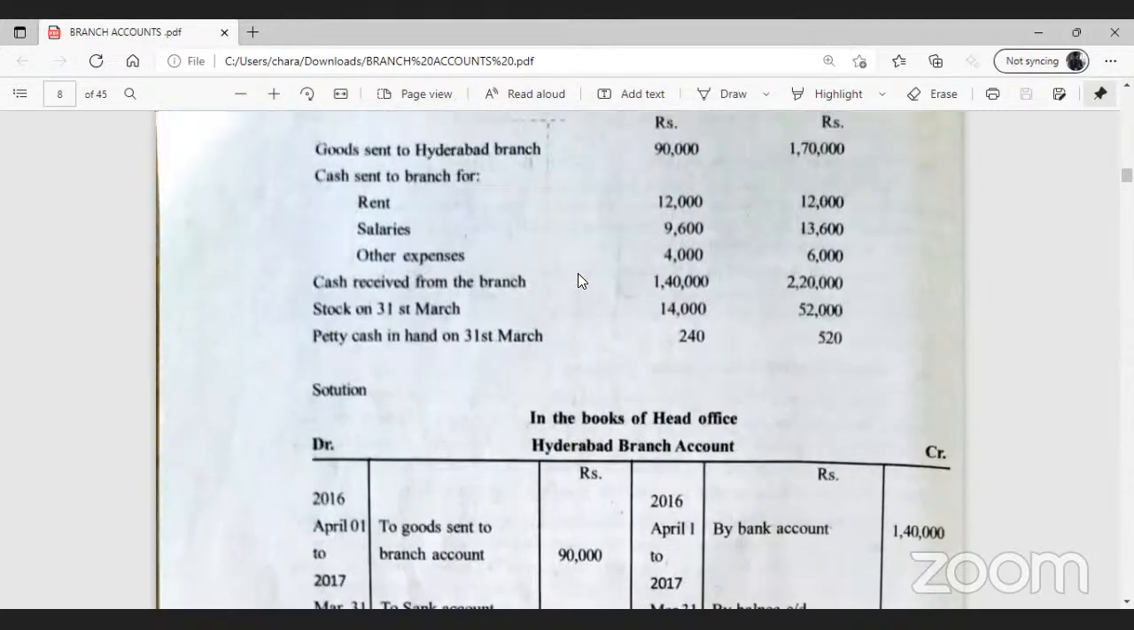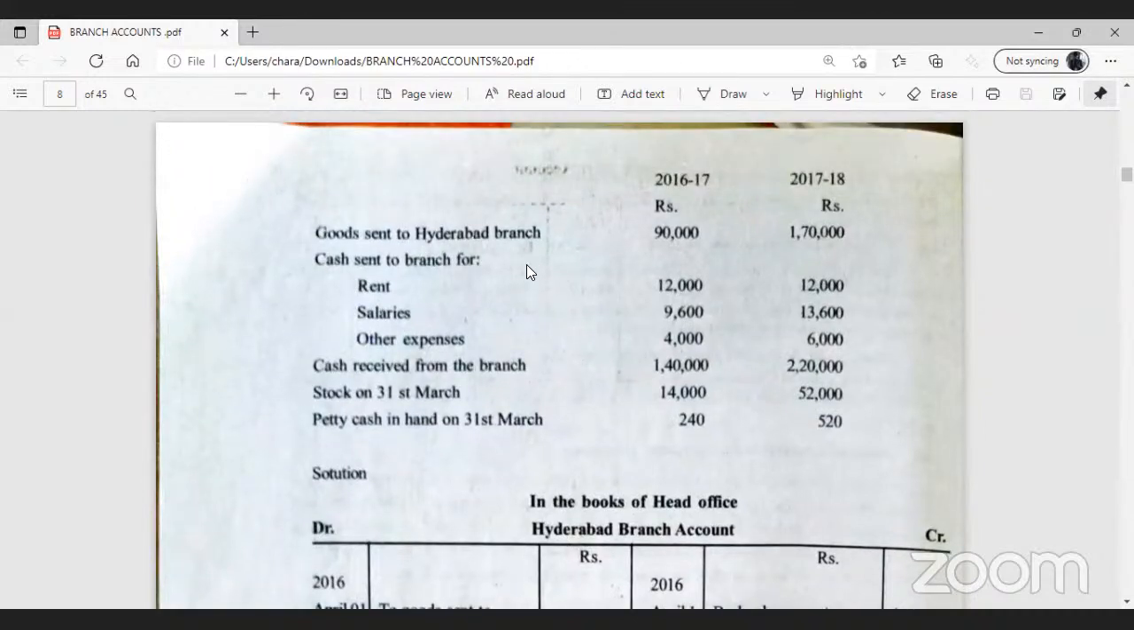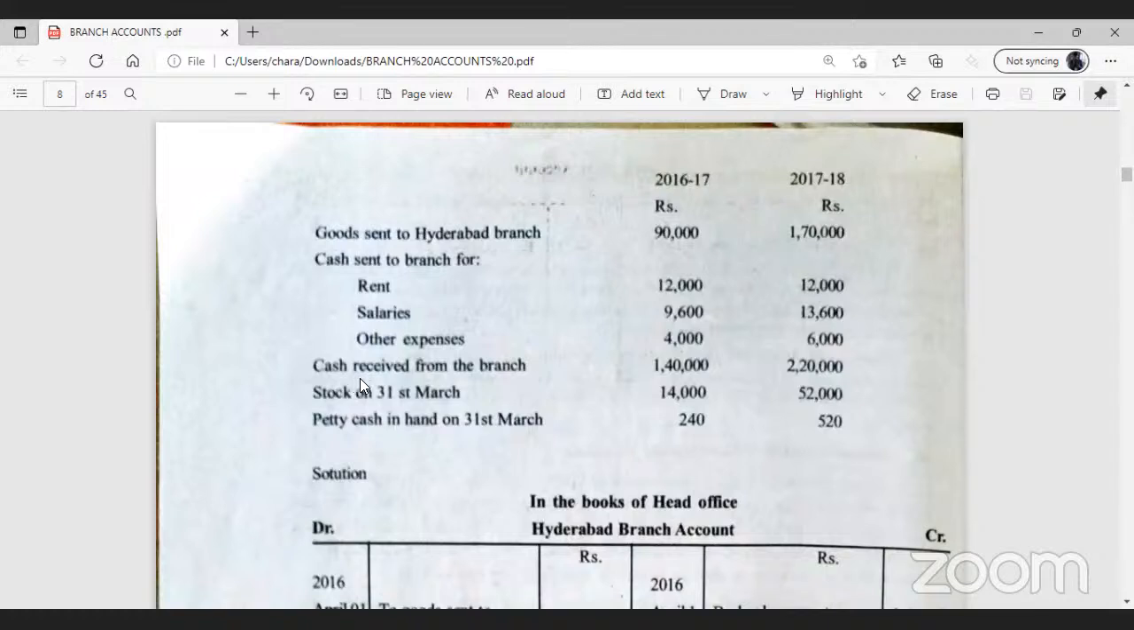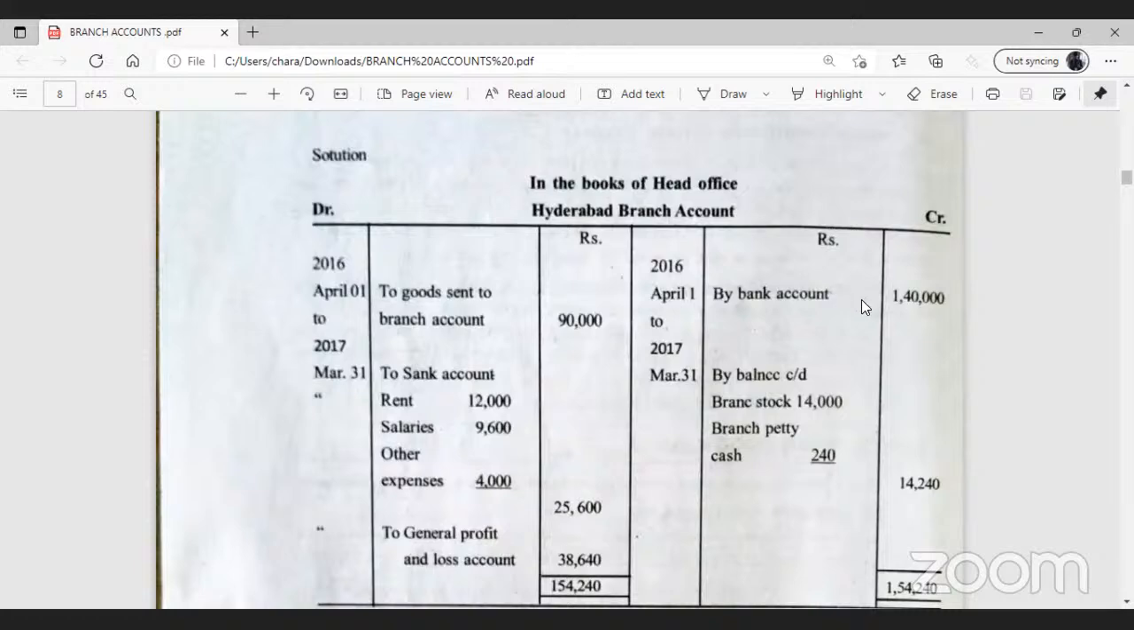Goods sent to branch, what is the value? 90,000. Next, expenses paid by the head office for rent, salary, other expenses, total paid 25,600. Expenses are on the debit side. So to bank account, rent, salary, other expenses, total 25,600. Sales: where is the cash received from branch? It is nothing but the cash head office received from the branch when sales were made. So by bank, for receiving the cash from the branch, 1,40,000.